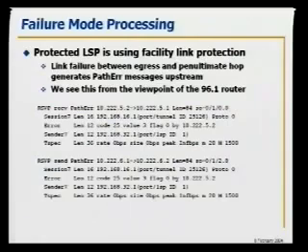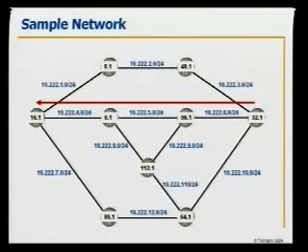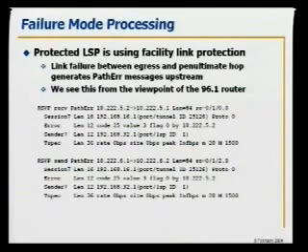So during a failure mode, we're going to see some path errors. Okay, the first thing. Then we're going to see some other flags turned on. So what we have here is between the egress and the penultimate node, okay, we lose a link. So between the egress, penultimate node, so this subnet .4 goes away. We're doing facility link protection. So we're going to receive a path error for this session.